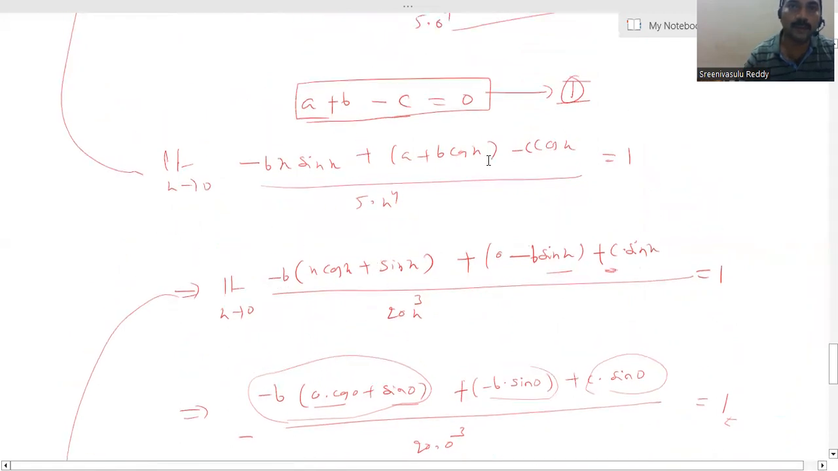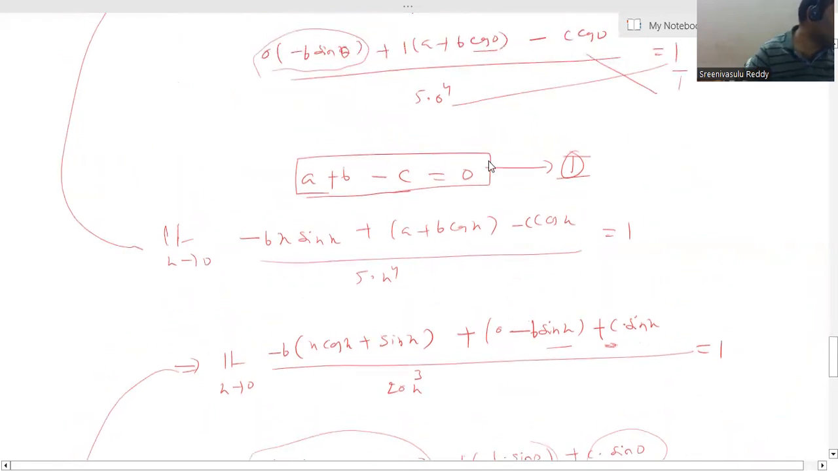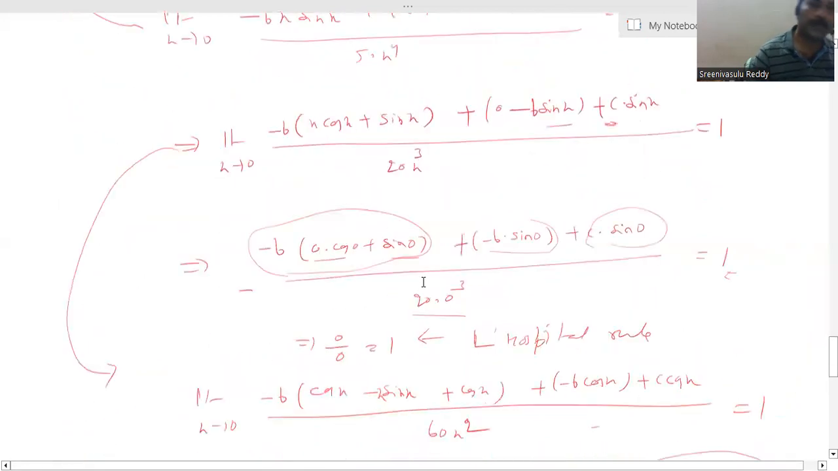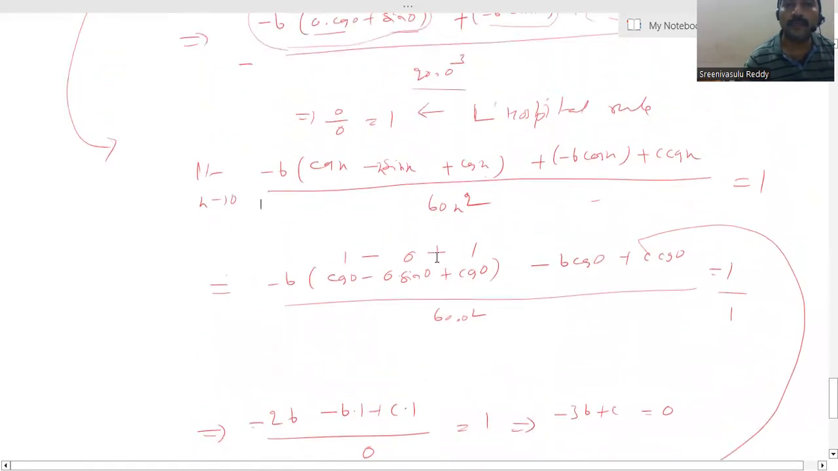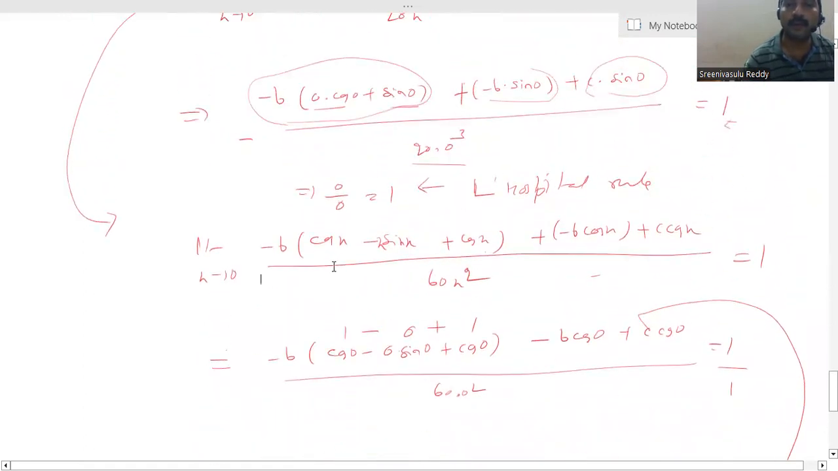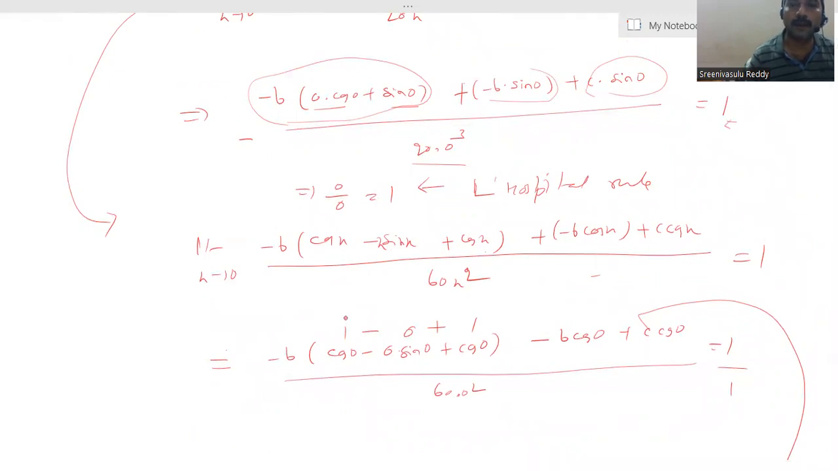The third equation means the derivative 60 by x square. Last equation. The last equation. This is the last equation. Okay. See, you take this.